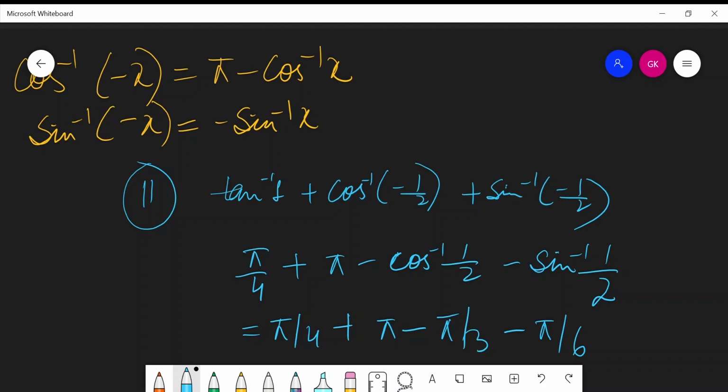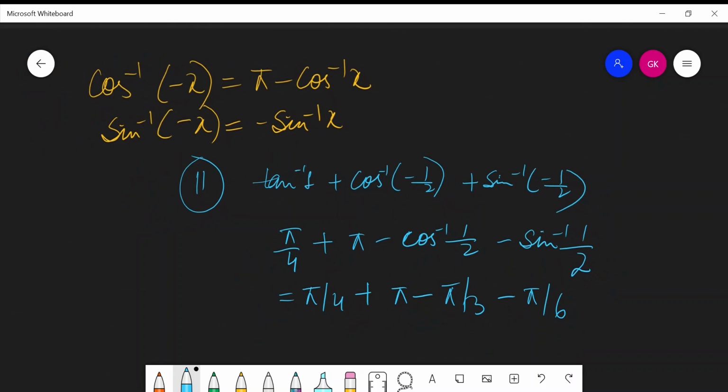And when you simplify, let's simplify and see what we can get. So this is pi by 4 plus 2 pi by 3 minus pi by 6. Let's take the LCM. LCM will be 12 and solve it. You will get it as 9 pi upon 12, means 3 pi by 4. That is the final answer.